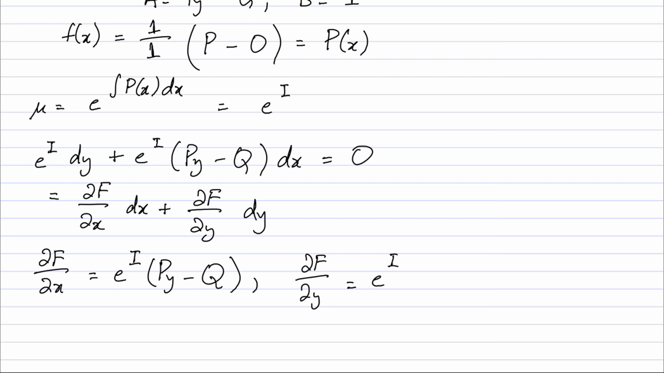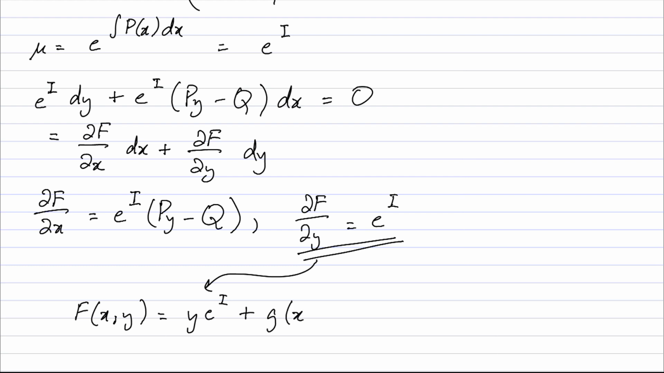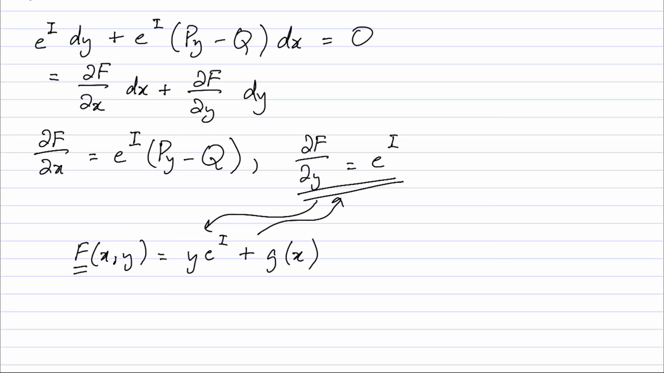What then? Remember that over here on the left hand side I have a derivative with respect to y. The right hand side, on the other hand, is only a function of x. So if I solve this equation, then I can write that F of x y is simply equal to y e raised to power I plus some function g of x only. I can check back: if I take the partial derivative of this F with respect to y, I get back e raised to power I. Now I have to figure out, of course, g of x, but that's easy.